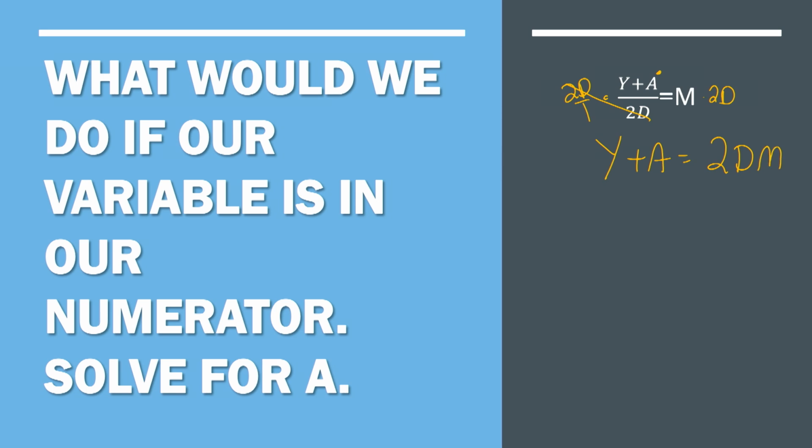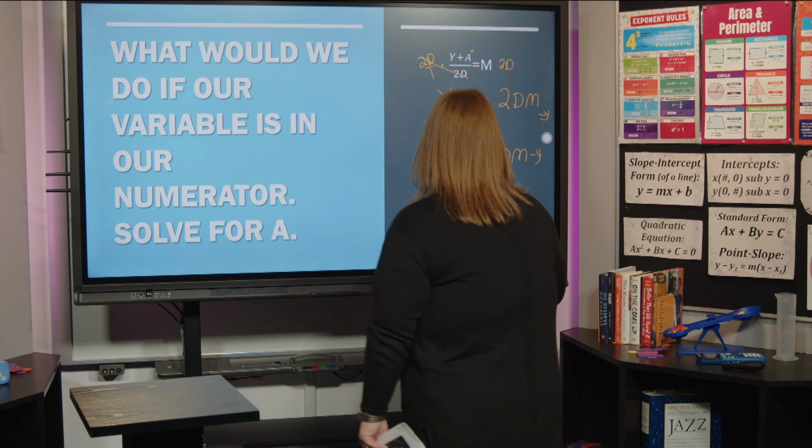Still need to get that a by itself. Y is positive, so I'm going to subtract y on both sides. A equals 2dm minus y.